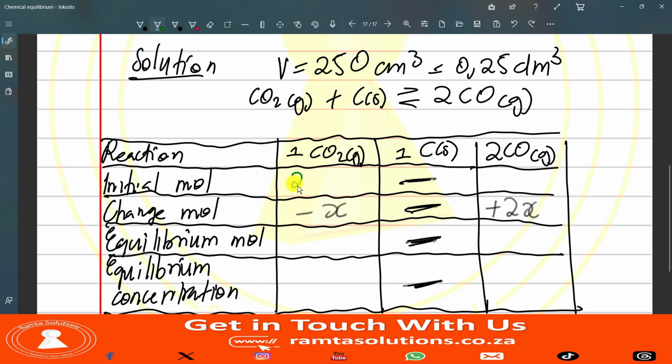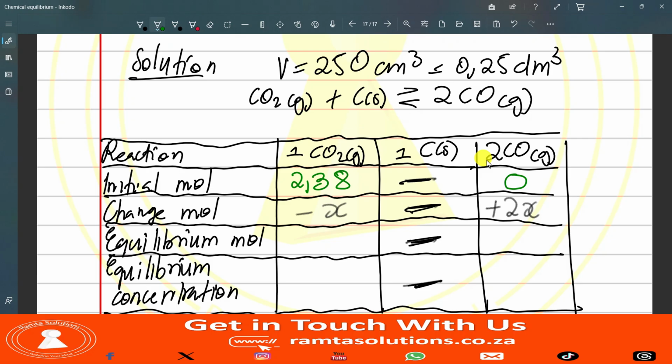So initially you have 2.38 moles of carbon dioxide. You don't have the product when you start your reaction. So this is what we are assuming. We're starting our reaction, we don't have our product.